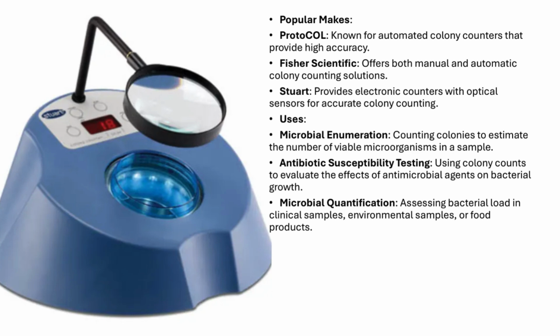Antibiotic susceptibility testing. Colony counting is also used to evaluate the effects of antimicrobial agents on bacterial growth. By counting the colonies after exposing them to antibiotics, we can assess how well those agents work in inhibiting bacterial growth. Microbial quantification. In various studies, colony counting helps to assess bacterial load in clinical samples, environmental samples, or even food products, which is important for safety and quality control.